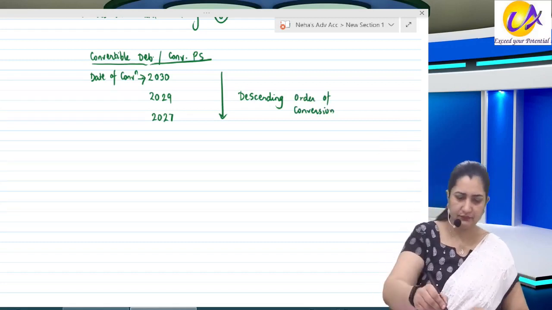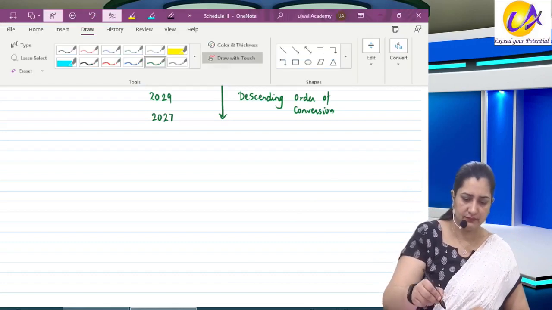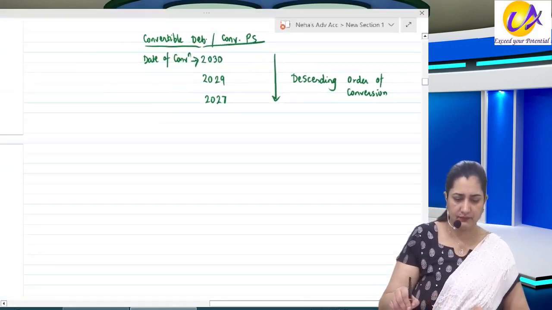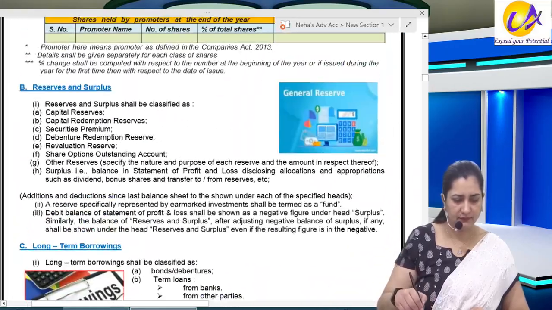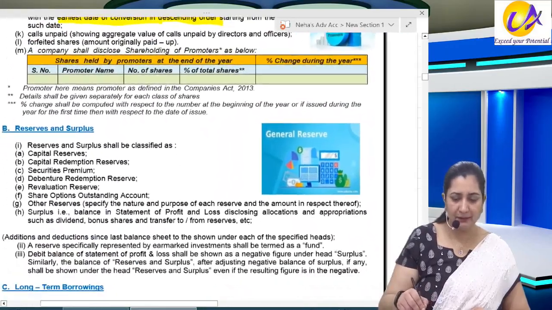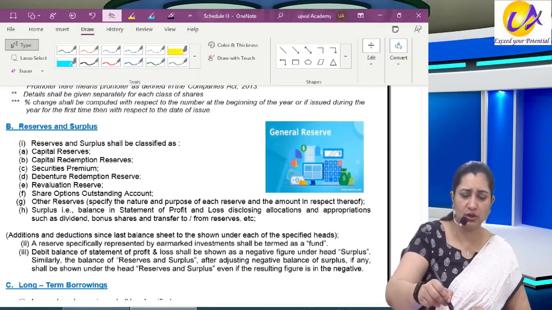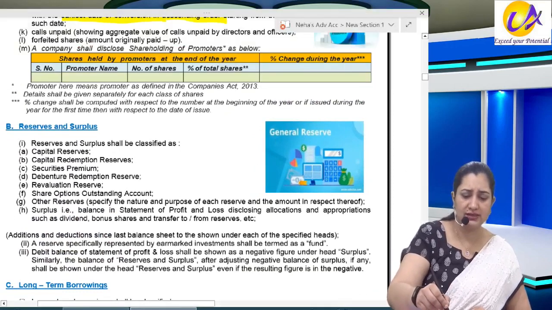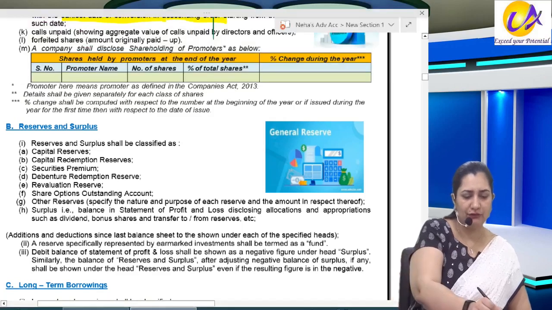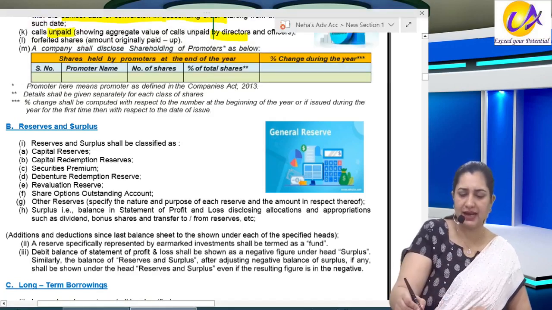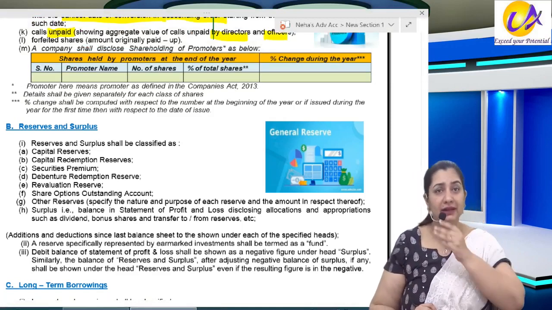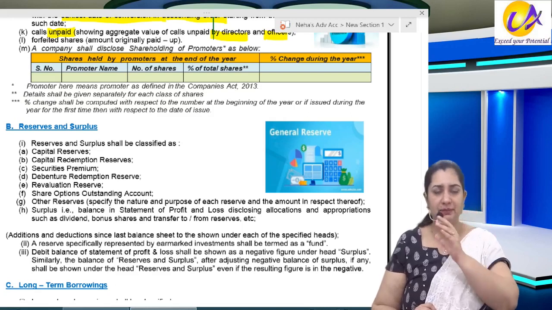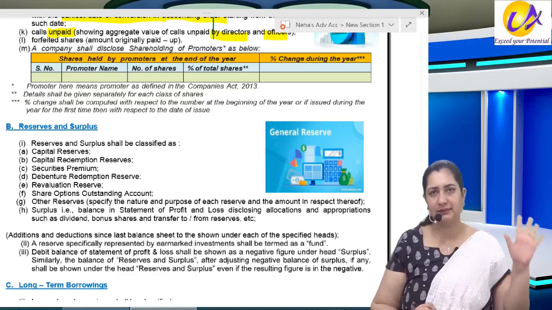Then calls unpaid you have to show. We saw calls in arrears, so it is calls unpaid. When we say calls unpaid, you have to show separately those by directors and those by others. Officers and directors who have not paid the calls, you will show separately, and for others, you will show separately.